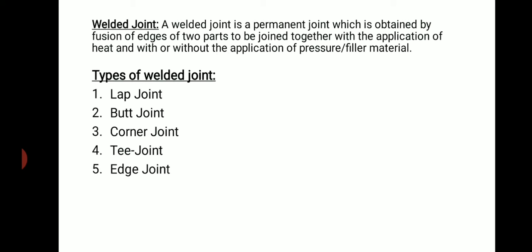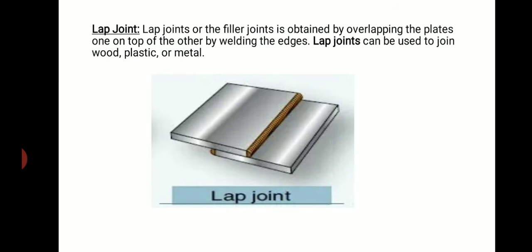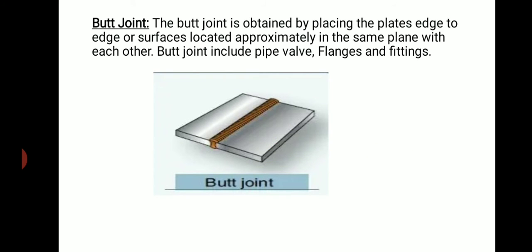Next, let us see what is a lap joint. Lap joint is also known as fillet joint, which is obtained by overlapping the plates one on the top of the other by welding the edges. A lap joint can be used to join wood, plastic or metals. So here you can see two metals which are joined one above the other with the help of welding to form a lap joint.